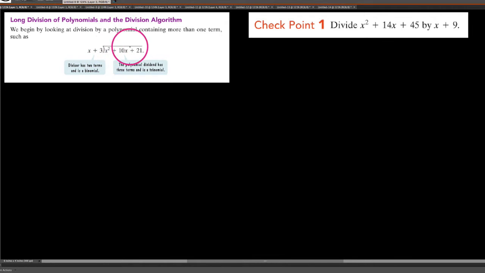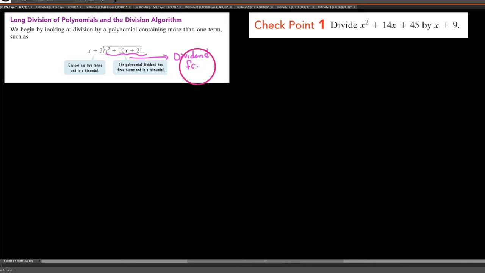You notice your division box here. On the outside, x plus 3, and on the inside, x squared plus 10x plus 21. So really what I want to start with here is just pointing a few things out. Starting with this right here, this is the thing we're dividing, which we refer to as our dividend. And what I want you to notice is that it's a polynomial.